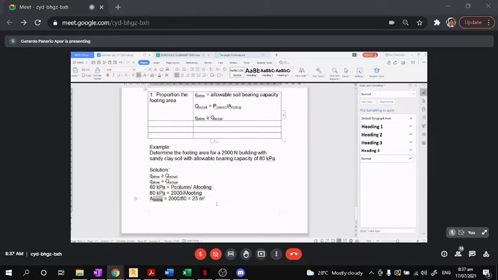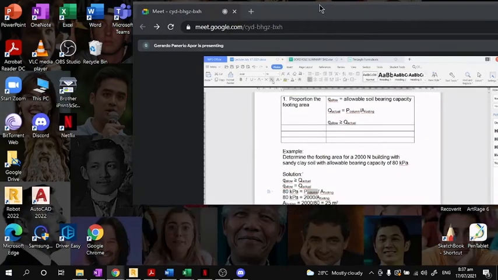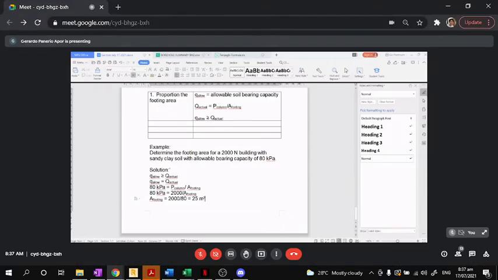Now, should I use square or rectangular? It depends. As long as the area is 25 square meter. Square or circle, it's up to you. As long as the area is 25 square meter or more. Anyway, what we are looking for is the footing area. So that's how to design the footing area.